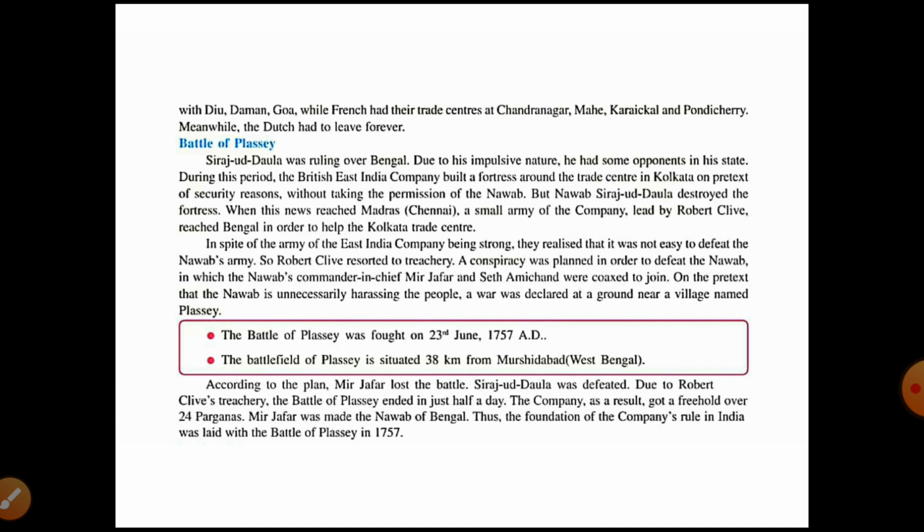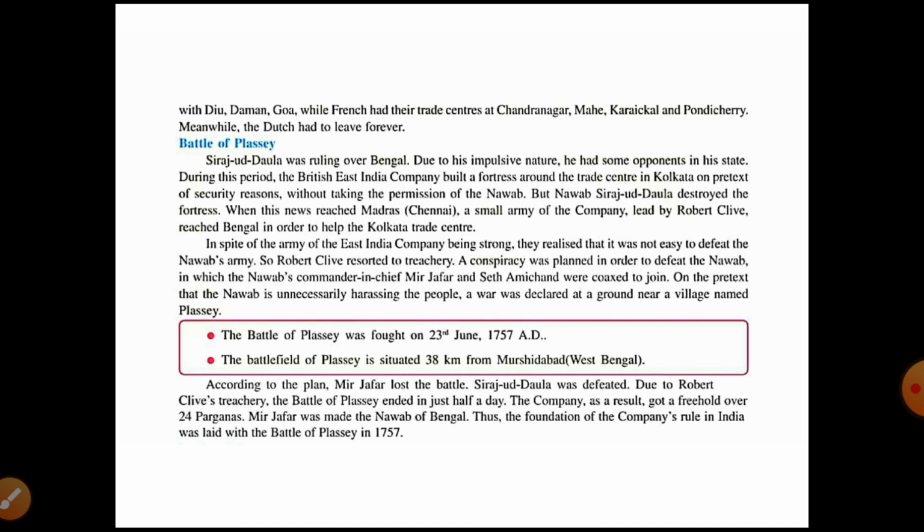They got rights to collect revenue from these 24 parganas. Mir Jafar was made the Nawab of Bengal. So according to the planning, the bribe given by the Britishers, that if they win, they will make Mir Jafar the Nawab of Bengal. So according to plan, it is going on.